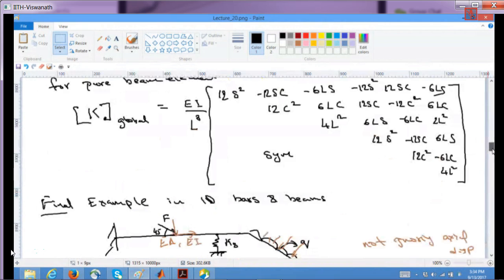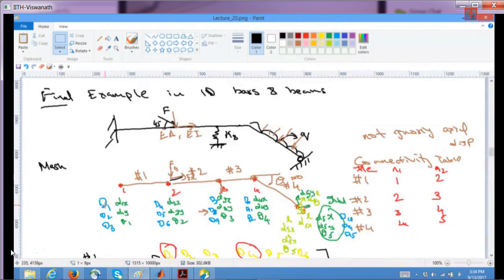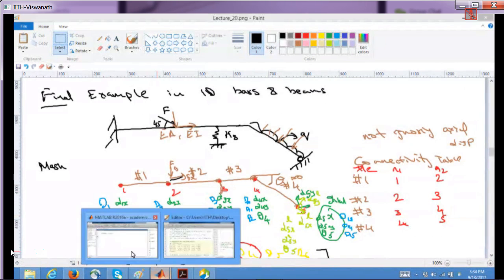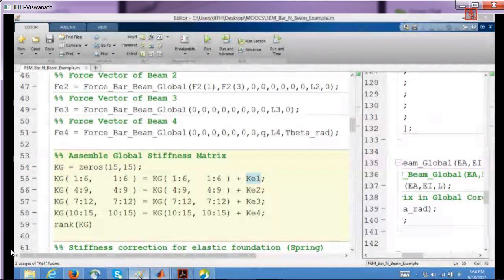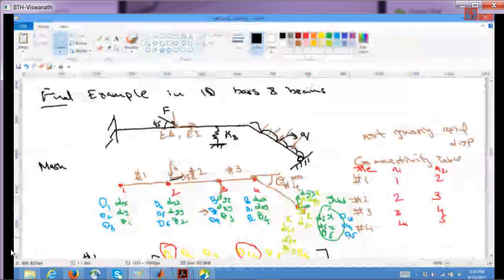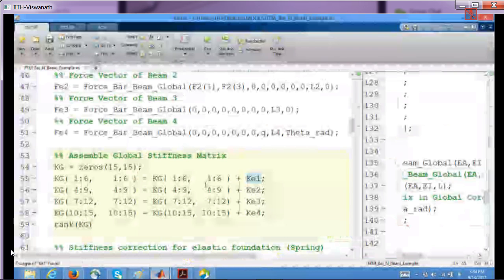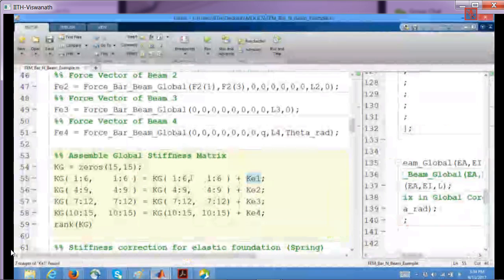So the first element degrees of freedom are 1, 2, 3, 4, 5, 6. So I'm doing the assembly here. In the K global, 1 to 6 by 1 to 6 is coming from the element stiffness matrix of the first one. Initially I set the K global to 0, so every entry is 0. And I have 15 degrees of freedom because I have already mentioned it. The last degree of freedom runs through 15, so K global is a 15 cross 15 matrix. Now the first element has only contribution from 1 to 6, so it comes and sits here.